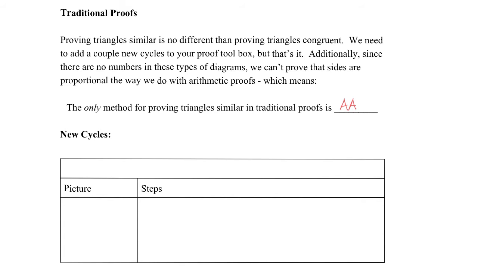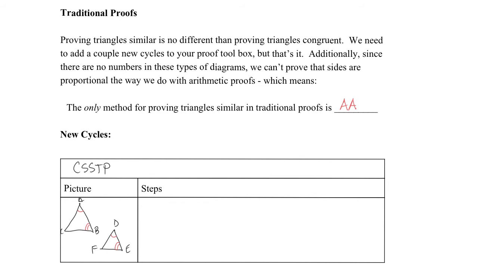There are two new cycles that I want to talk about. The first one is called CSSTP. So you're all familiar with CPCTC. Well, we're going to say CSSTP. So a picture for this would be like two similar triangles. Let's call this one ABC, and let's call this one DEF. And somehow we've proved that, let's say, angle A is congruent to angle D, and angle B is congruent to angle E.